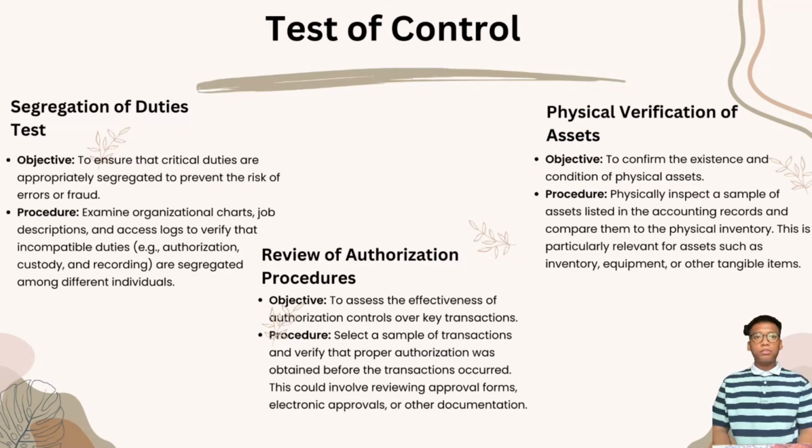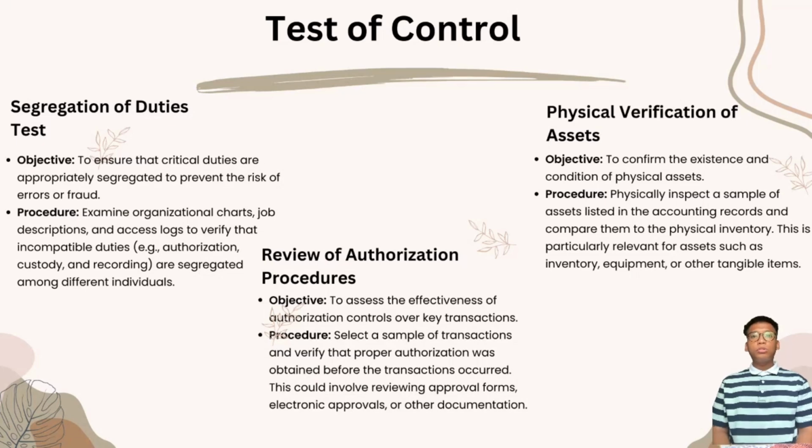Examples of test of controls. The first one is segregation of duties test. The objective of this test is to ensure that critical duties are appropriately segregated to prevent the risk of errors or fraud. The procedure is to examine organizational charts, job descriptions, and access logs to verify that incompatible duties, for example, authorization, custody, and recording, are segregated among different individuals.